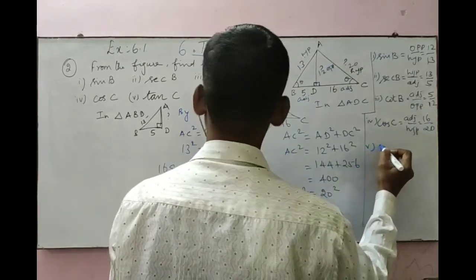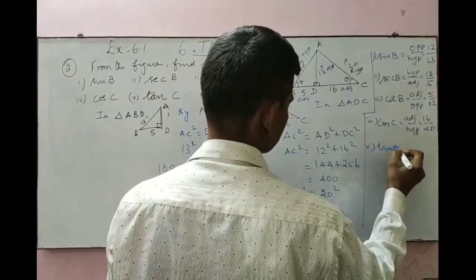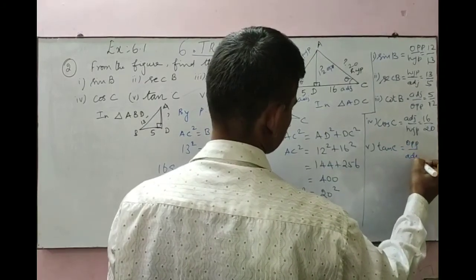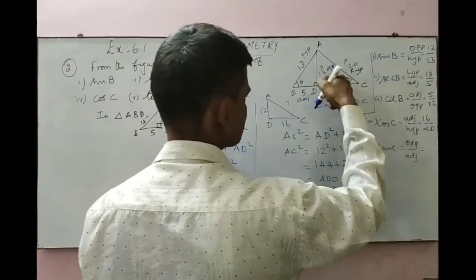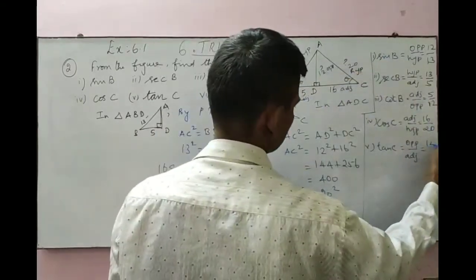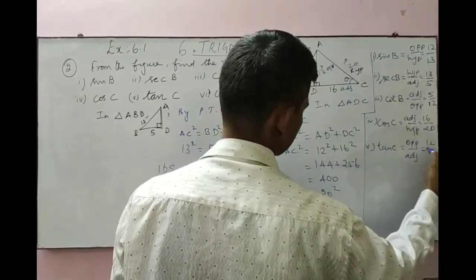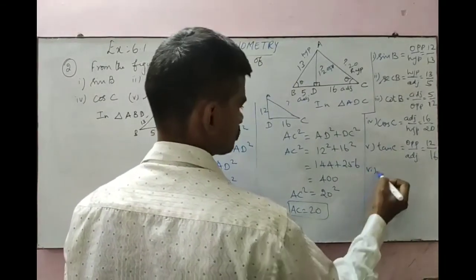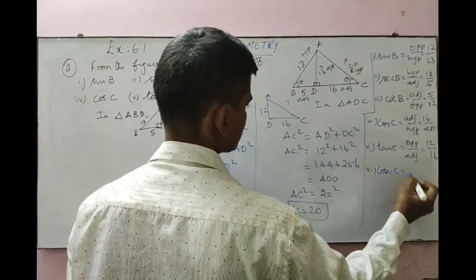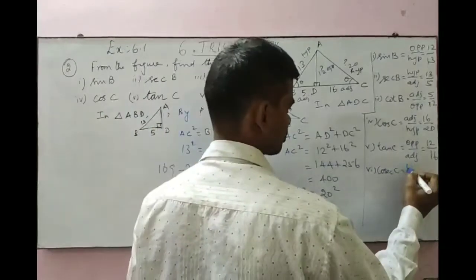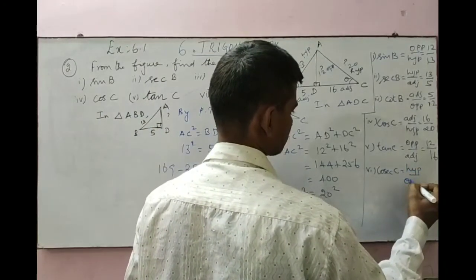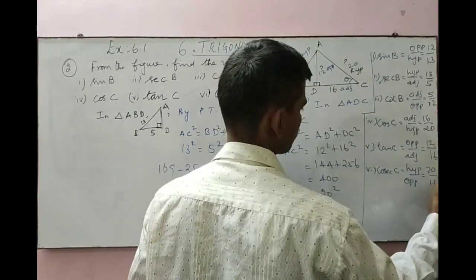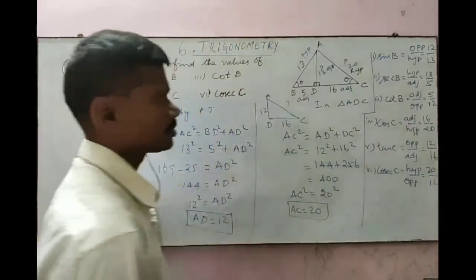Then the fifth one, you have to find the value of tan C. Tan C formula is opposite by adjacent side. The opposite side of C is 12. Adjacent side is 16. So you will get the answer as 12 by 16. Then the last one, cosecant C. Cosecant formula is hypotenuse by opposite side. Here hypotenuse is 20. Opposite side is 12. So the answer is 20 by 12.